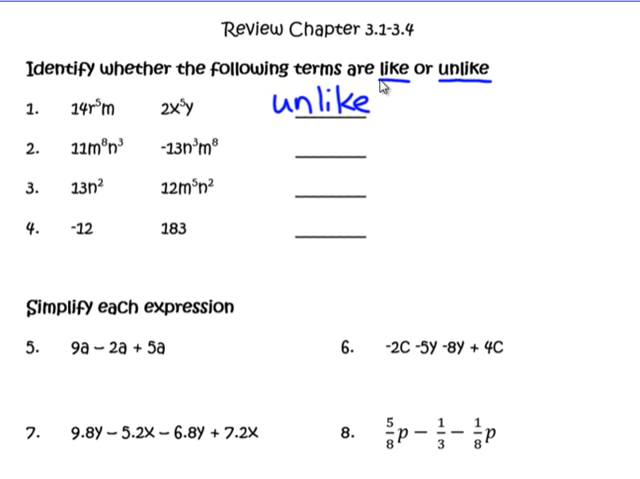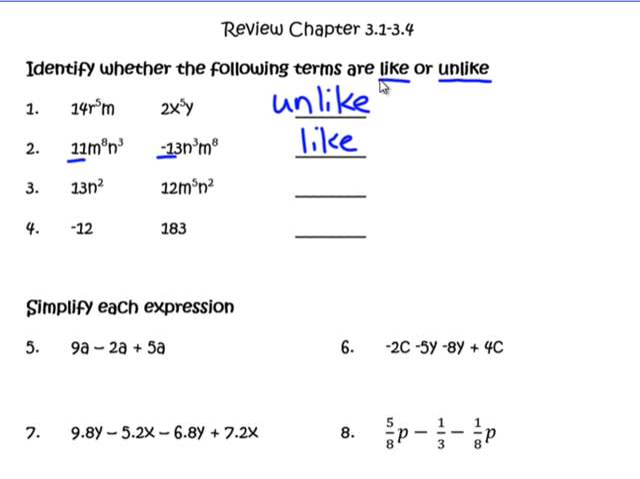Number 2, m to the 8th, m to the 8th. They both have an m to the 8th. N to the 3rd, n to the 3rd. They both have n to the 3rd. That negative 13 and that positive 11, those are the numerical coefficients. They do not have to be like, just the variables to the same power, which they are like. M to the 8th, m to the 8th, n cubed, like terms.